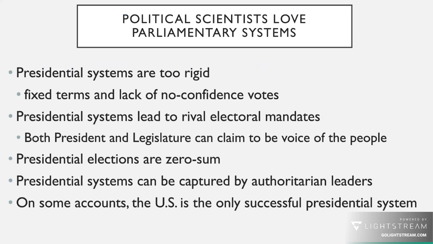Political scientists like parliamentary systems. They think that presidential systems are too rigid and lead to rival electoral mandates, so both the president and the legislature can claim the voice of the people. Presidential elections are definitely zero sum. Only one person can become president. And so there's a risk, people think, and this argument was made a lot in the 60s and 70s, that a presidential system can be easily captured by an authoritarian leader. So the president can become dictatorial and take control of the government.